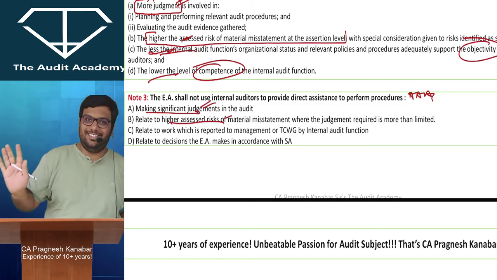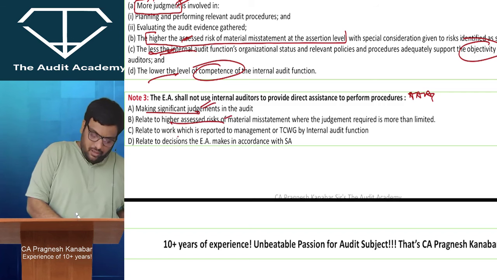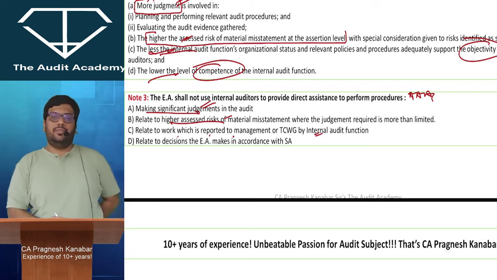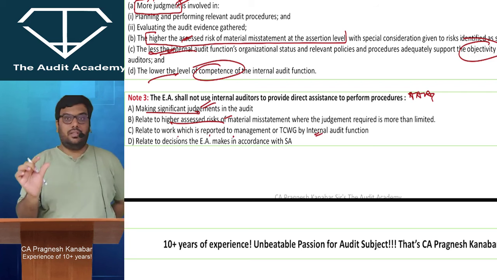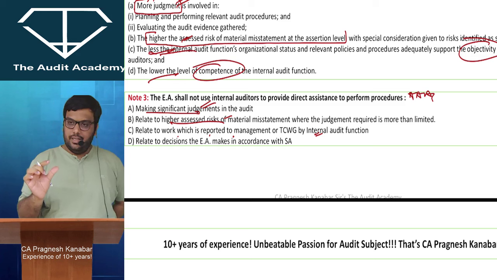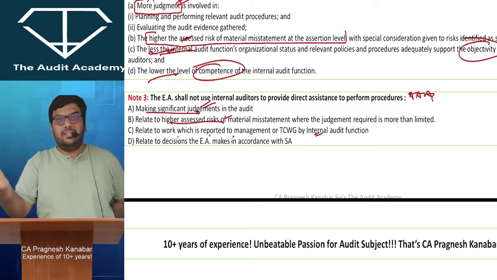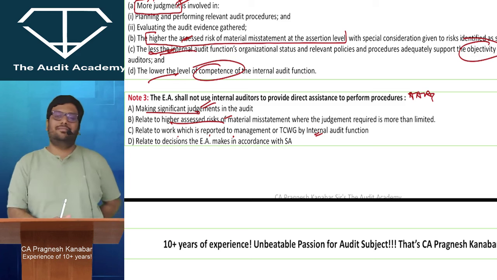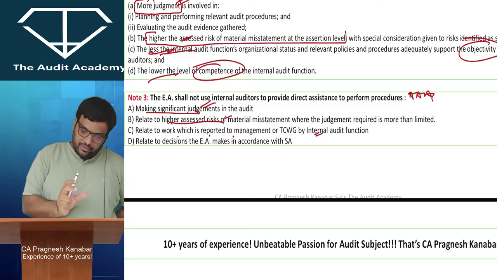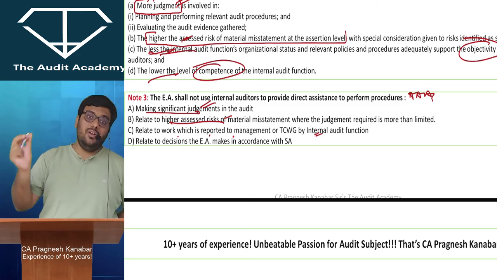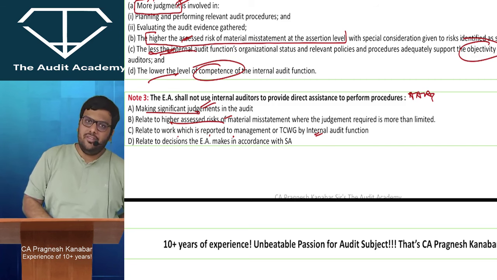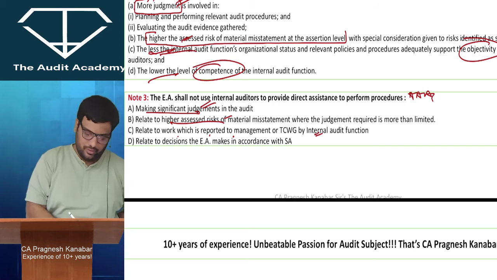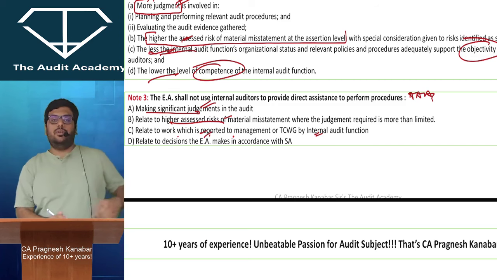no. All right. Then, work which is reported to the management or TCWG by the internal function. Now listen to me very carefully. If internal auditors are already involved in a particular work, that same work we can't ask them only to check it. No, self-review threat. If they have already done one work and reported it to management or TCWG, you can't ask them to check this particular work again, because then it will be a self-review threat. They will never reveal their mistakes to you. So, this relates to work which is reported to management or TCWG.